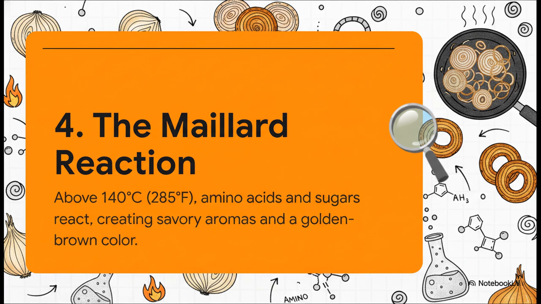Now, once enough water has evaporated and the surface temperature gets above 140 degrees Celsius, the Maillard reaction kicks in. This is a reaction between amino acids and sugars, and it creates hundreds of new, complex, savory, roasted aroma molecules. It's also what's responsible for that beautiful golden brown color you get on sautéed onions.